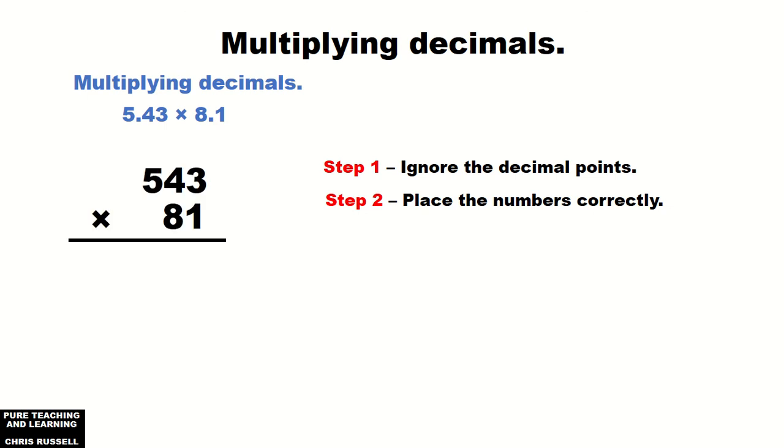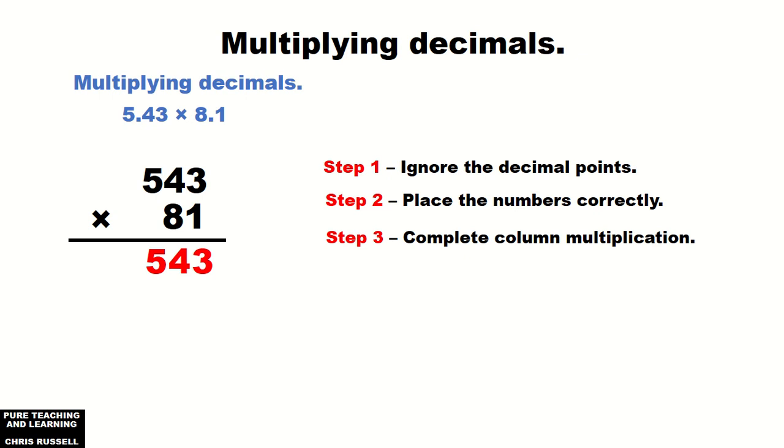Make sure, in this case, we have the units in the units column, the tens in the tens column, and the hundreds in the hundreds column. Step 3, complete the column multiplication. So now we start from the units column. 1 multiplied by 3 is 3, 1 multiplied by 4 is 4, and 1 multiplied by 5 is 5.